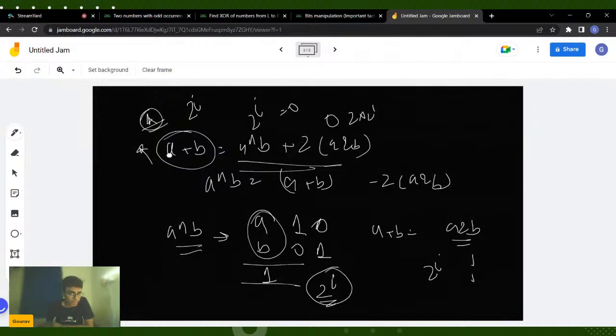And the same thing happens in a plus b, because at the ith position a is set and at the ith position b is set. So this is giving 2 times 2 to the power i. So you see the inequality is holding on both sides.